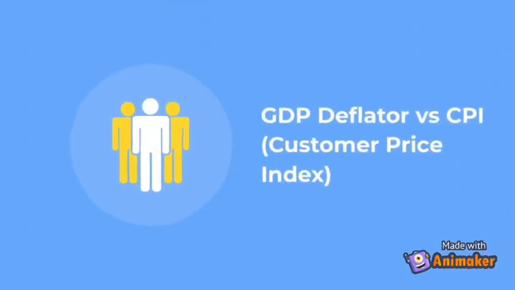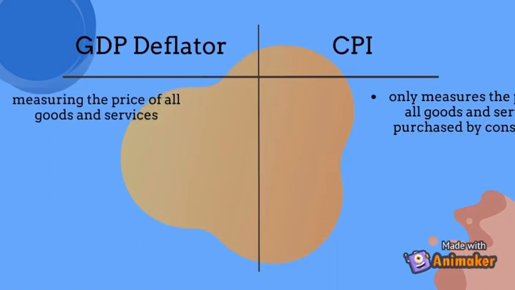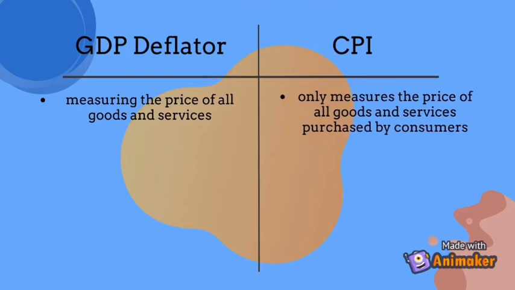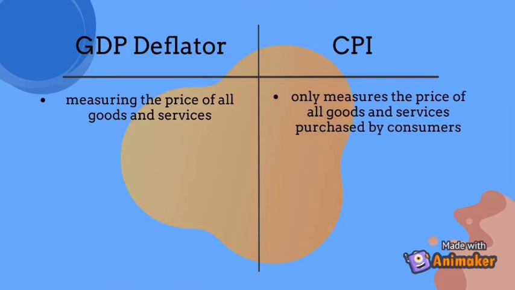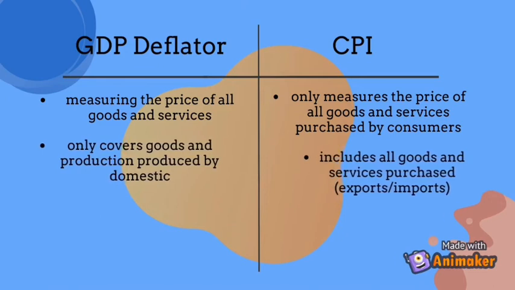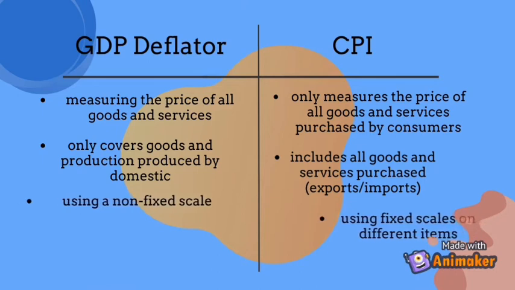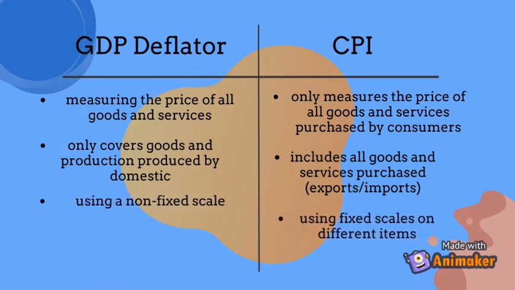GDP deflator versus CPI, Consumer Price Index. The differences between the two are: first, the GDP deflator measures the price of all goods and services, while CPI only measures the price of goods and services purchased by consumers. Second, the GDP deflator only covers goods and services produced domestically, while the CPI includes all goods and services purchased, including exports/imports. Third, the GDP deflator uses a non-fixed scale while the CPI uses fixed scales on different items.